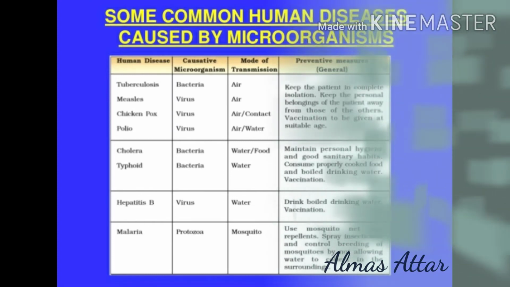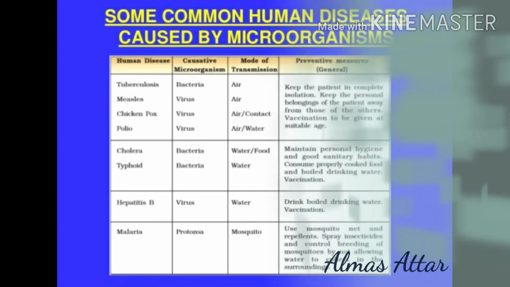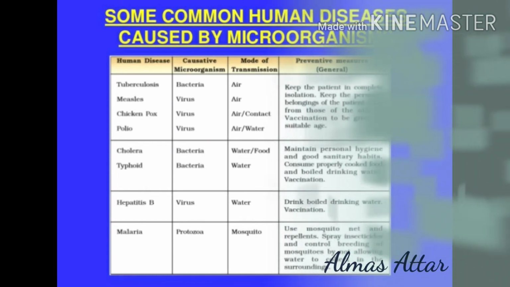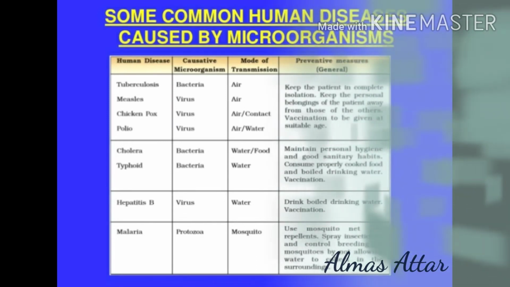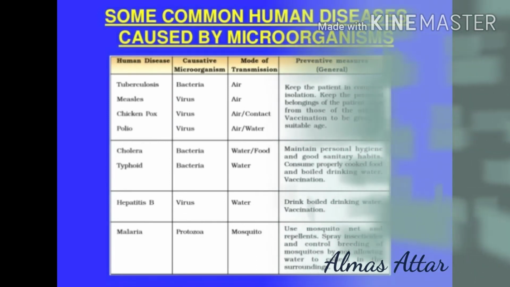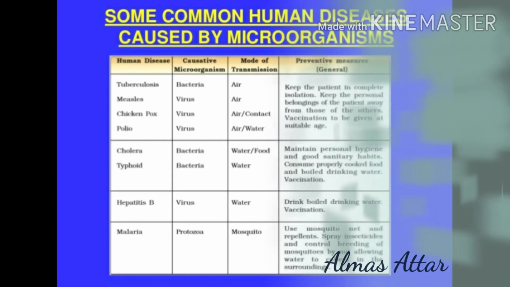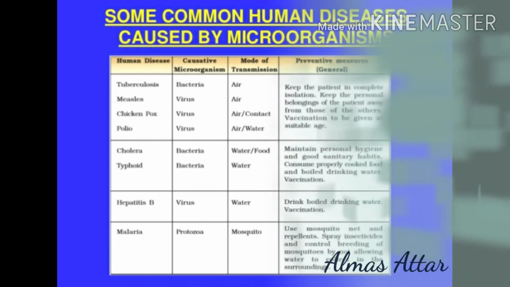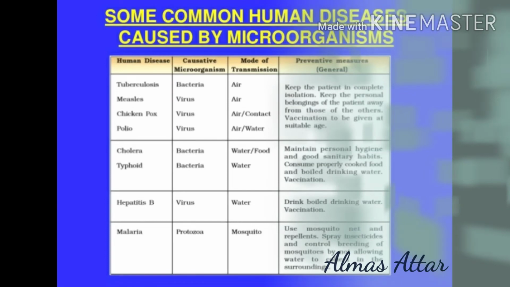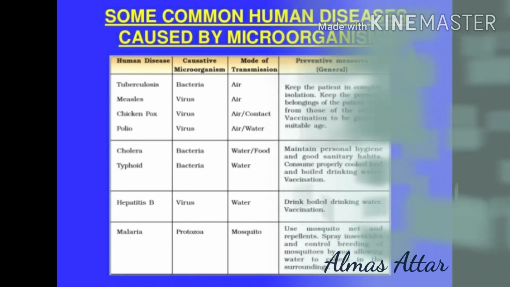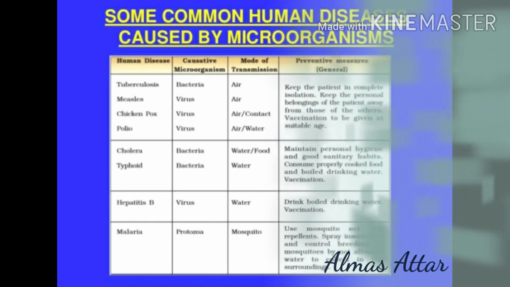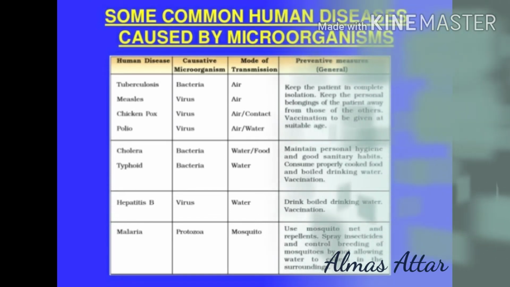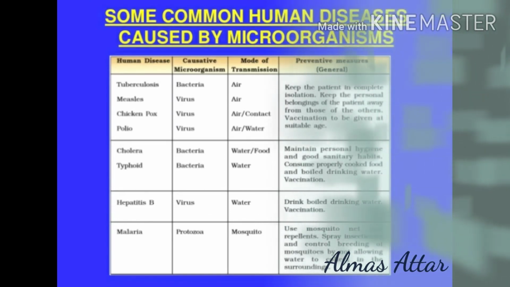And the last one is malaria. Here the causative microorganism is protozoa, and the mode of transmission is through the Anopheles mosquito. That Anopheles mosquito carries the parasite in its mouth. That parasite is Plasmodium vivax. Here the preventive measures are to use mosquito nets and repellents. A repellent is a spray or substance which protects from mosquitoes. Spray insecticides and control breeding of mosquitoes by not allowing water to collect in the surroundings. We have already learnt this in the last concept.